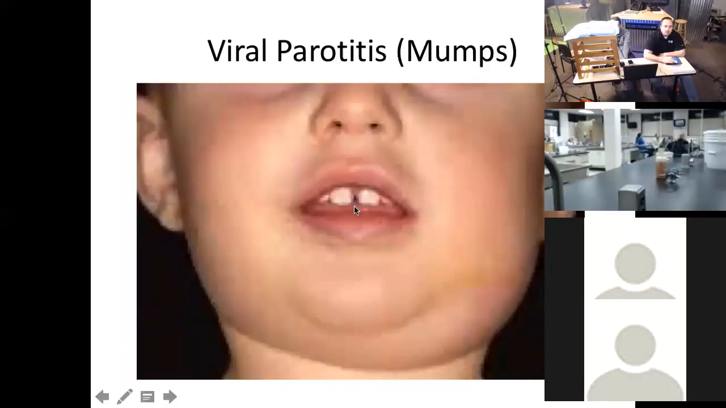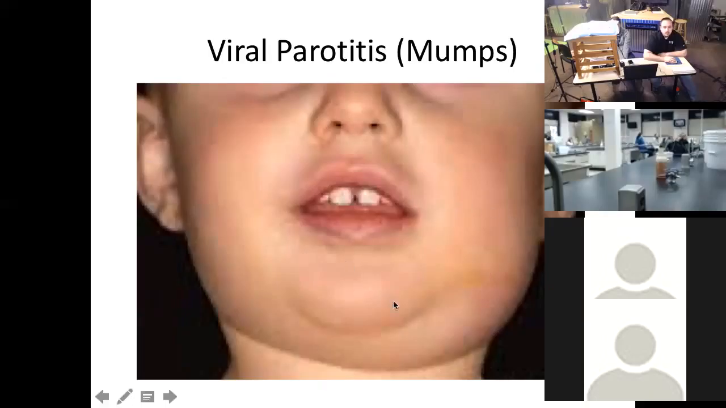Something that can happen with the parotid gland is called parotitis. That's inflammation of the gland, and it can be caused by a number of things. It could be bacteria, viruses, autoimmune diseases, or stones that get in there and cause a blockage of the duct. But one of the most common causes from years ago, and it's becoming more common now because people are not getting vaccinated, is viral parotitis, caused by the mumps virus.